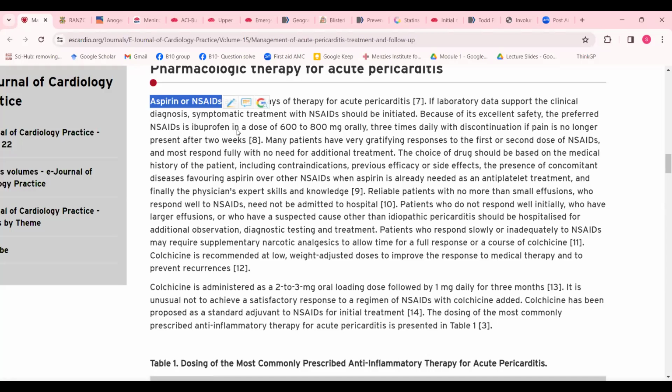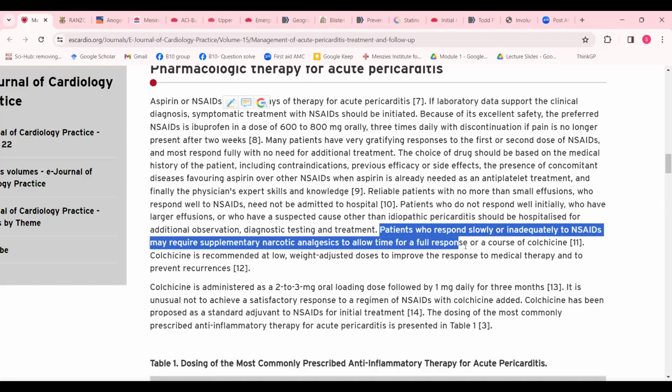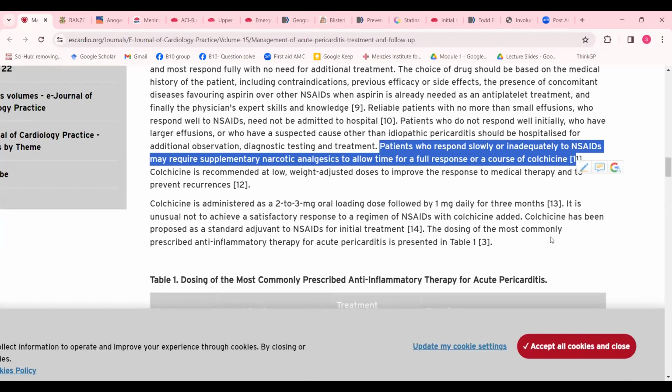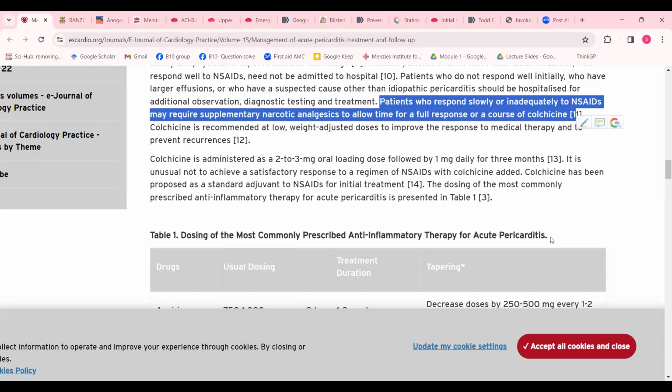Now, for those patients who cannot take aspirin or NSAIDs, or who do not respond well initially, or who are responding very slowly, they might need the addition of colchicine to the NSAID, if there's no contraindication for NSAID. Those patients who are responding slowly or inadequately to NSAIDs, you can add a bit of colchicine to that.